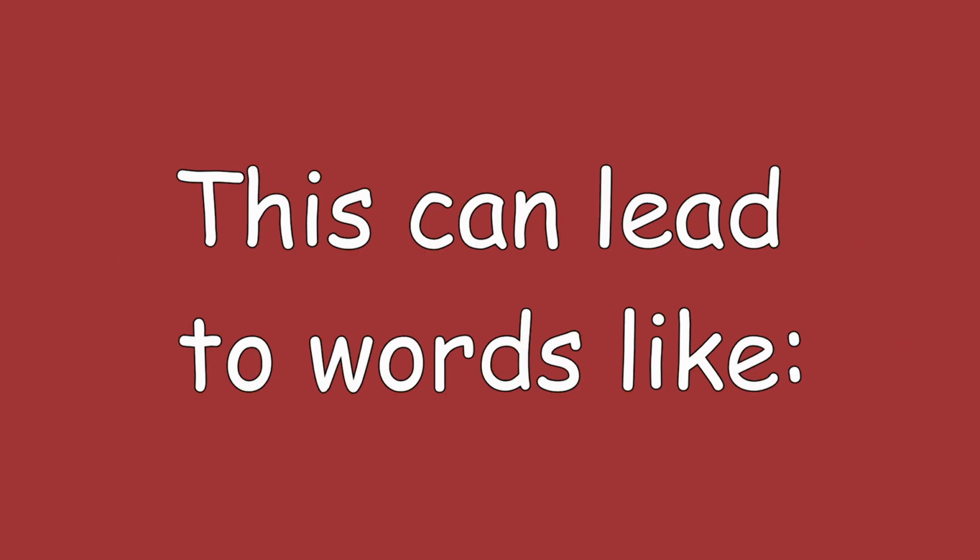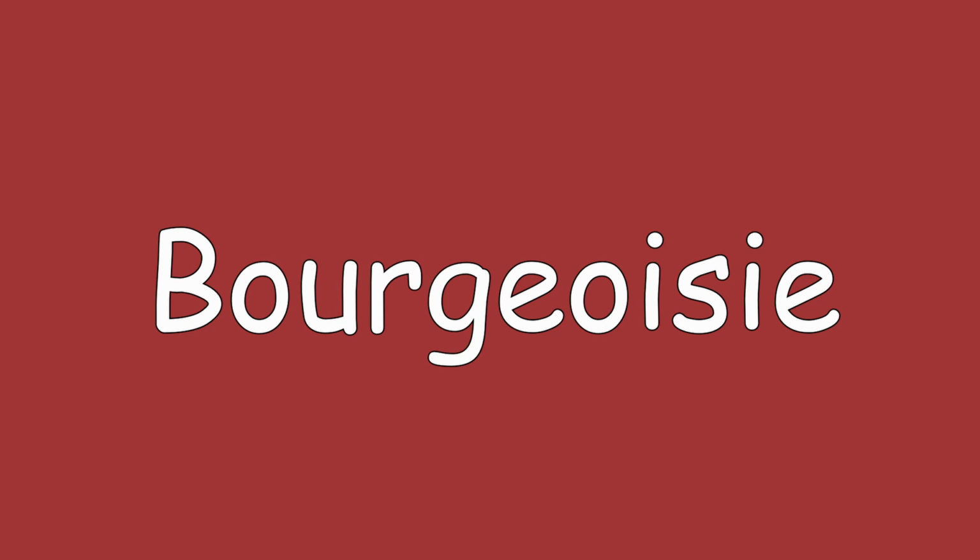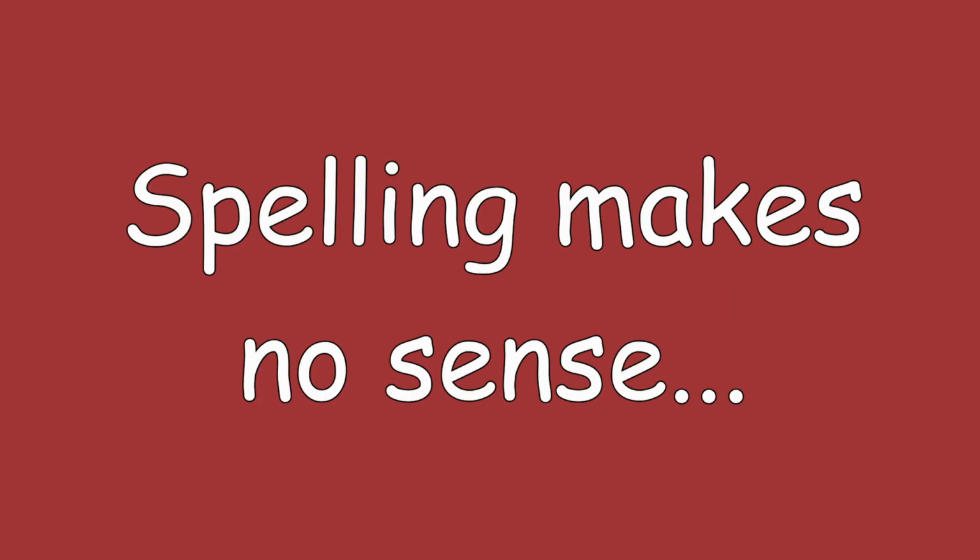So this leads to words like cello, borrowed from Italian, still being spelled with just a C, even though it should be spelled with CH in English. Other words like psychology or bourgeoisie add to this confusion of English spelling.